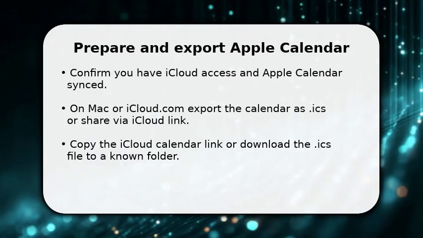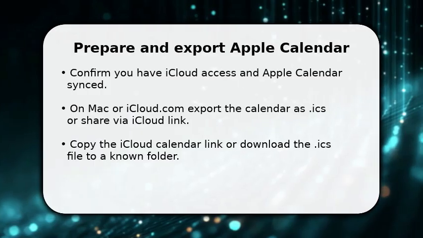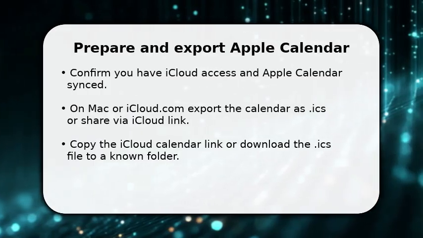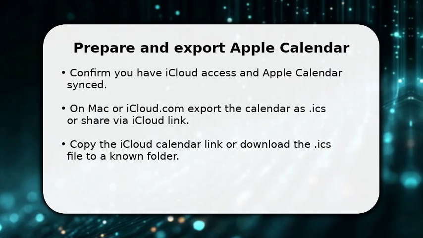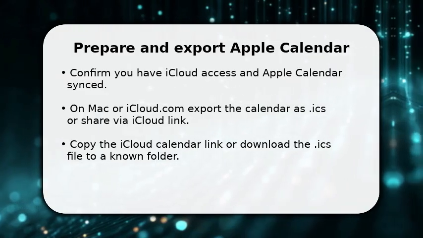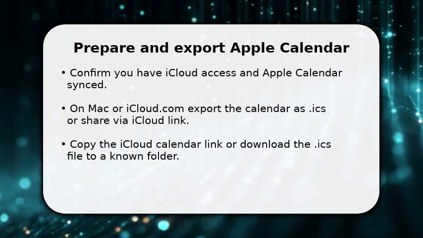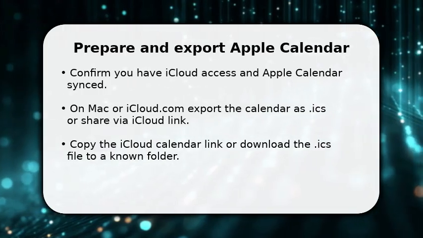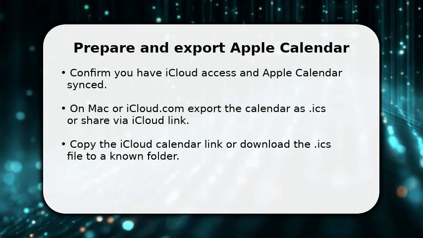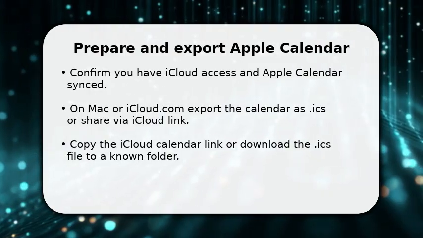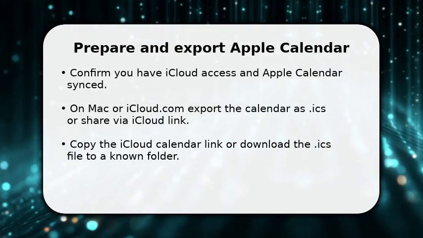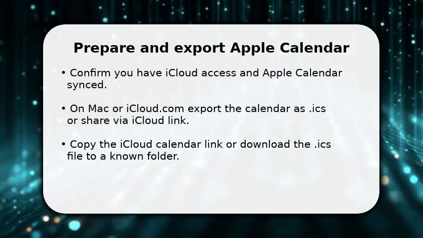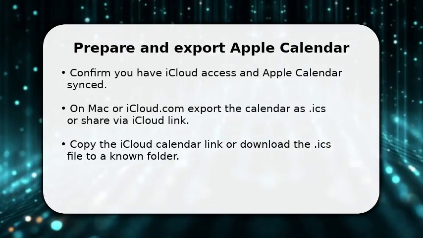You start by getting the calendar data out of Apple's ecosystem on a Mac or iCloud. Open Calendar and either export the calendar as an ICS file or create a public iCloud calendar link. Once done, copy that link or download the ICS file to your PC or phone storage. You need this file or link to import into Android-compatible apps. Make sure it's the specific calendar you want, not a combined view.